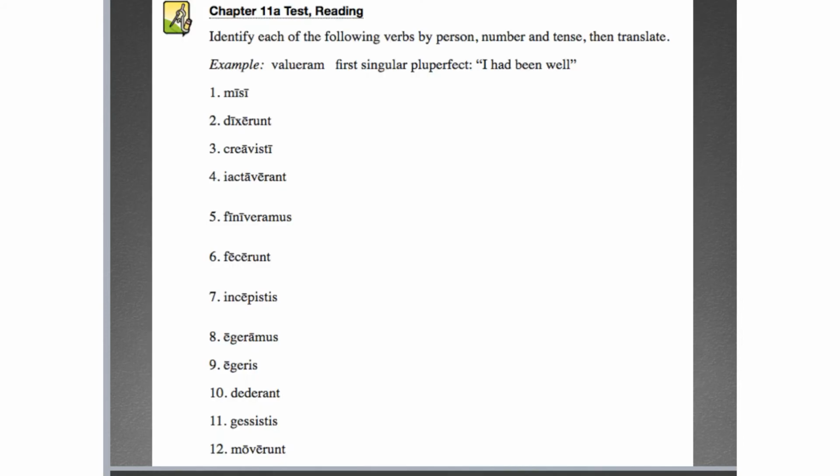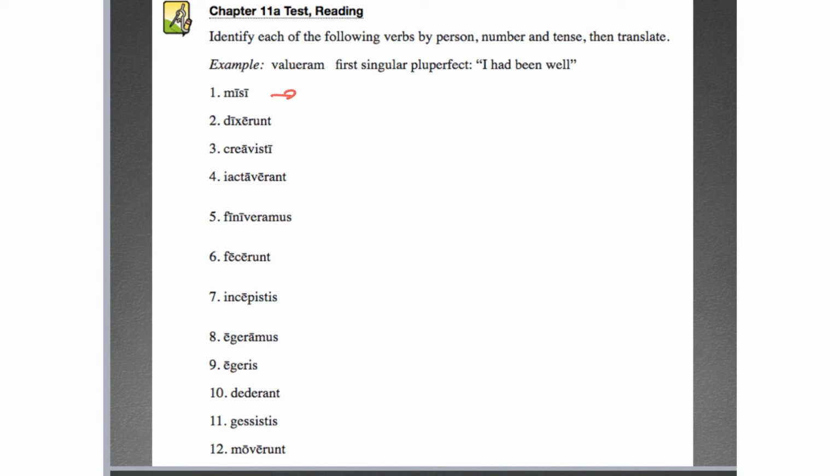All right, let's look at the summatives this week. So we're identifying the verbs by person, number, and tense, and then translating. Obviously a lot of these are going to be the new verb forms, but make sure you're not missing any imperfects or other forms slipped in there. So misi, and by the way, you're going to have to look up these verbs.